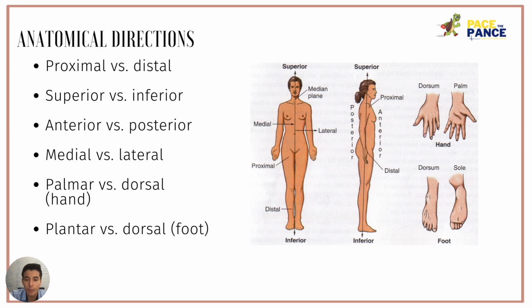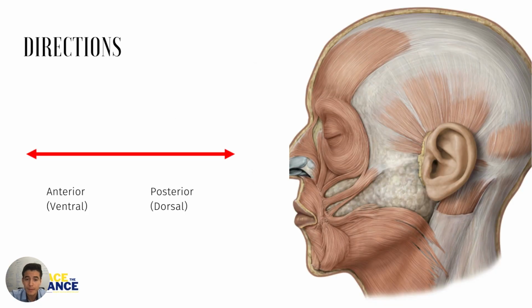For the palm, palmar, dorsal, and then for the feet, sometimes we even say things, for example, when we do actions, there's plantar flexion and dorsiflexion. So understanding the sole, understanding the dorsum, all of those terms are going to be very helpful for you. Here's another example of anterior and posterior. Sometimes they also may say ventral.